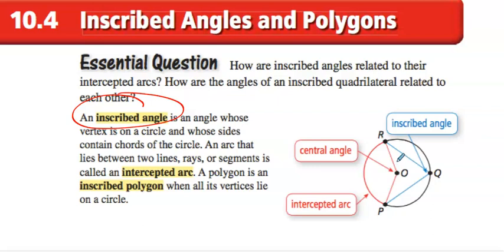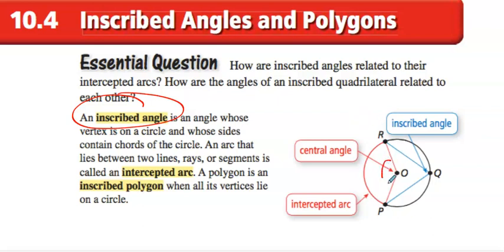Alright, so the central angle we've done, right? So ROP is the central angle here. The inscribed angle is choosing a coordinate on the circle and making an angle with that coordinate. So RQP would be an inscribed angle, so it's inside the circle. And the intercepted arc, arc RP, is the intercepted arc. So angle RQP intercepts arc RP, and this angle ROP also intercepts arc RP.